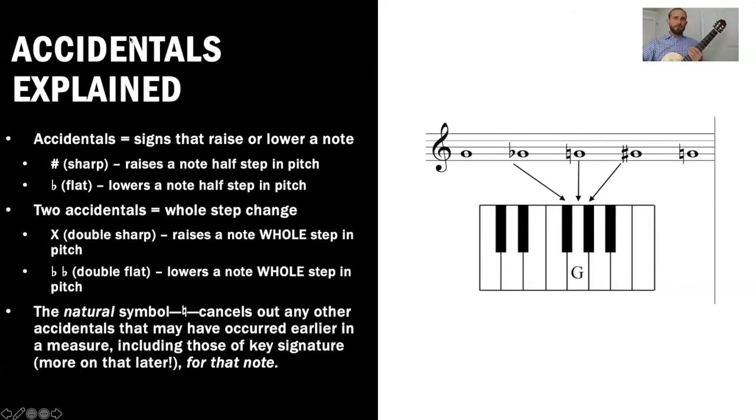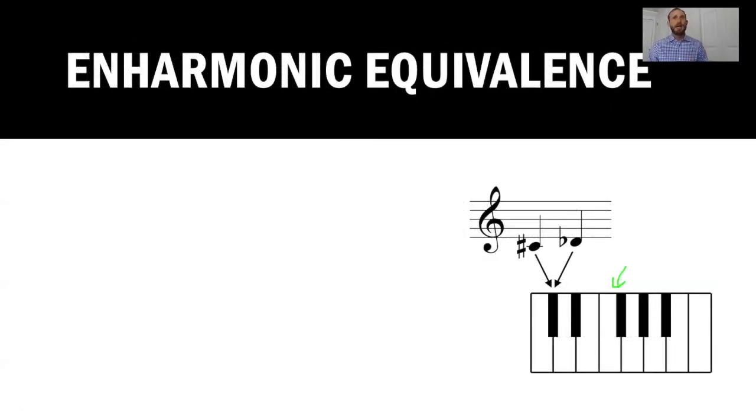The natural symbol, meanwhile, neutralizes the accidentals for that note in that measure. So if you had a G sharp and you want to play a G again, you would put a G natural to come back to that note. We'll talk about key signatures later. Don't worry. But anytime you have a sharp or a flat or a double sharp or double flat in a measure, and you want to undo that, you put the natural sign. And that takes it back to the letter. Before we move on, I do want to make a quick note about accidentals.